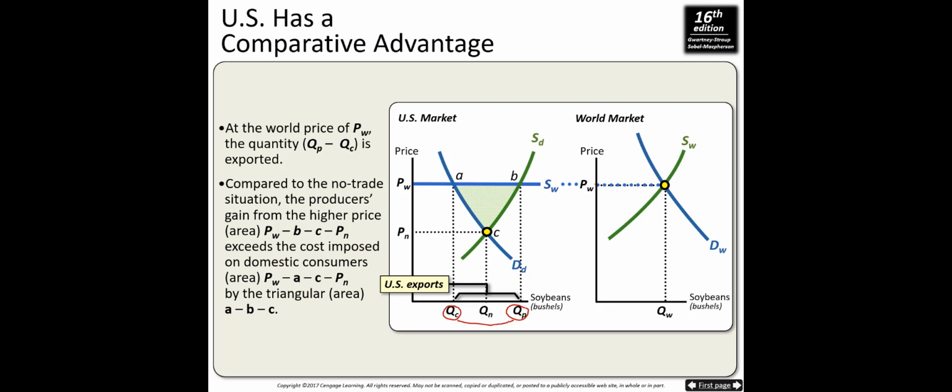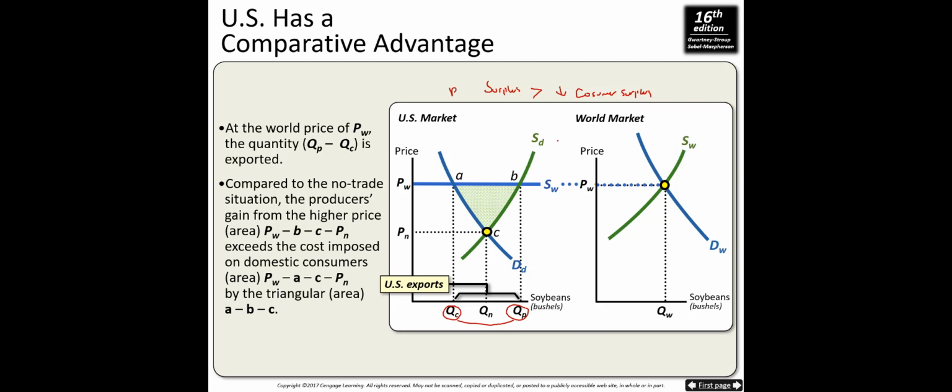Compared to the no trade situation, the producers gain from the higher price, and they gain this shaded area, A, B, C, this triangle. So you might say that, okay, the domestic consumers are going to lose because of the high prices, but the gain in producer surplus is higher than the loss that we have in consumer surplus. For that reason, trade is actually beneficial when you look at the total surplus in the market economy.